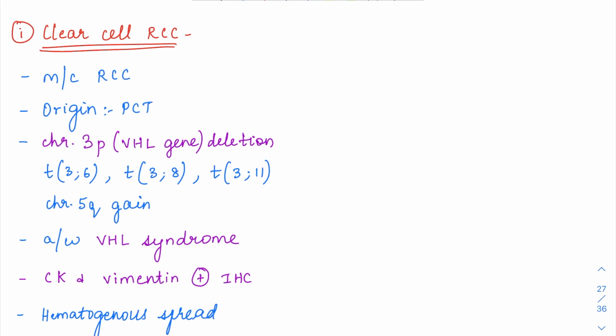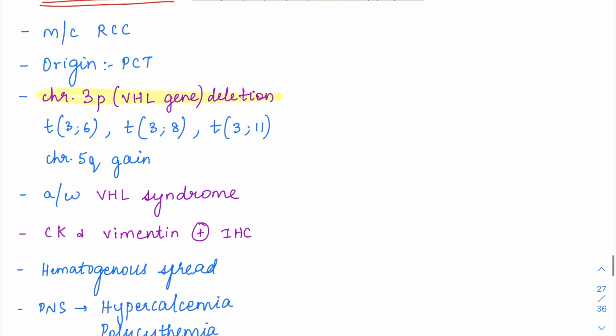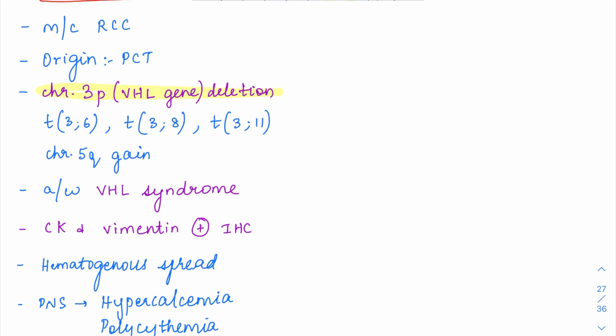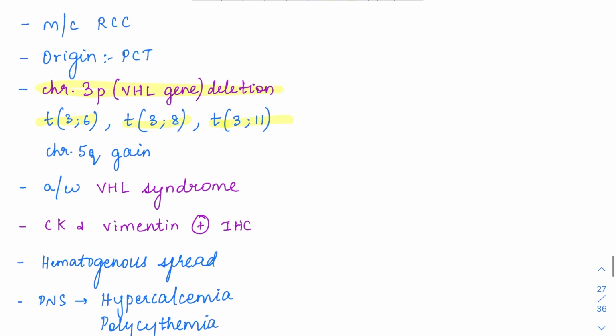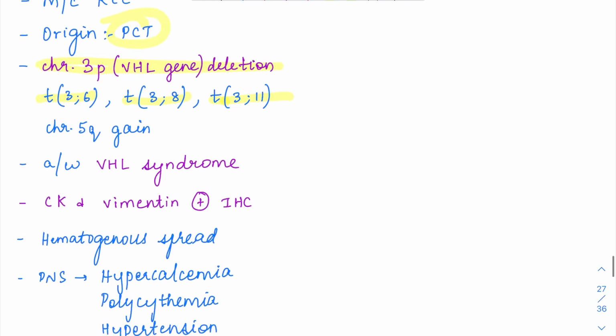So clear cell RCC, it is going to be the most common kind of RCC, and again, be it sporadic or VHL syndromic associated, the chromosome which is going to be deleted here will be chromosome 3p involving the VHL gene. So VHL gene, chromosome 3p. Other than that also, if you don't have 3p deletion, you can have some translocations again involving the chromosome 3 only. So translocation 3;6, 3;8 and 3;11 can be seen. And clear cell RCCs usually arise from the proximal convoluted tubule.